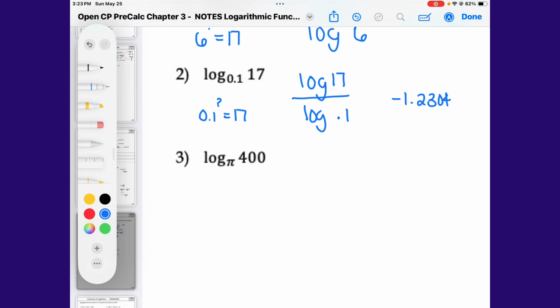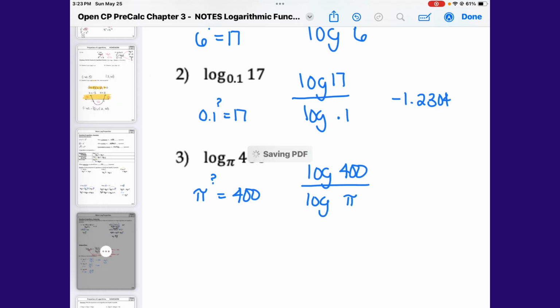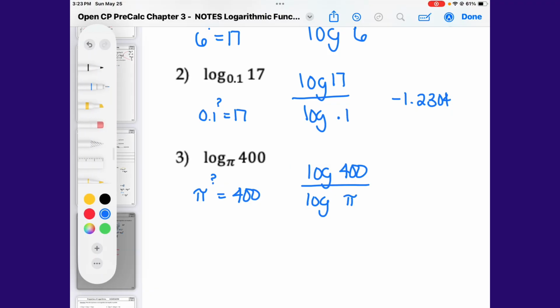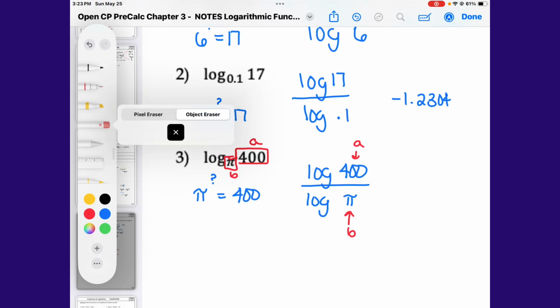Ooh, here we have a base of pi. Doesn't matter, doesn't change anything. So we have pi to what power is equal to 400. If we use change base formula, it would say log of 400 over log of pi. So this 400 is our A value, so A goes on top, and B is our base, and B goes on the bottom in change base formula. I always like when the base is on the bottom. Helps my brain remember where everything goes.